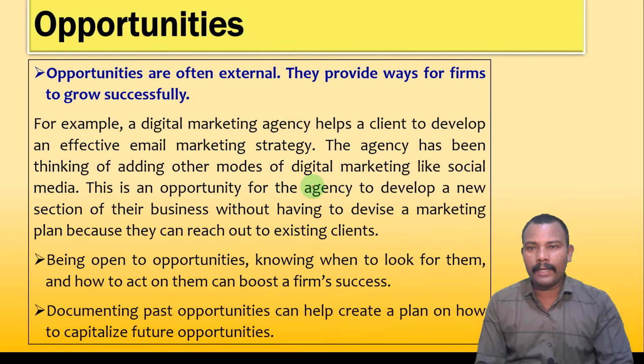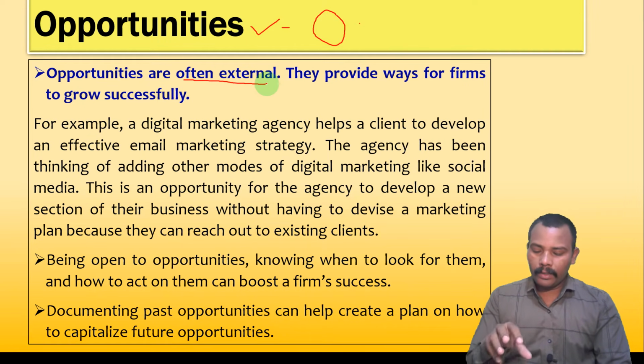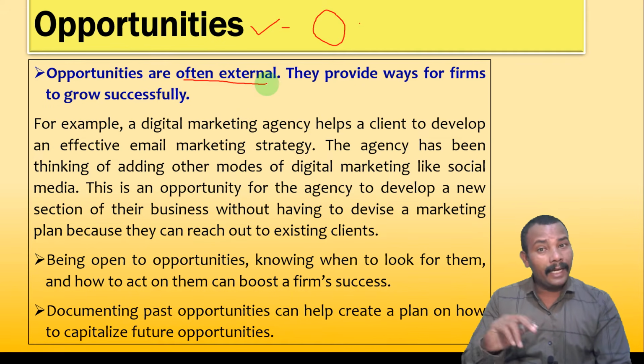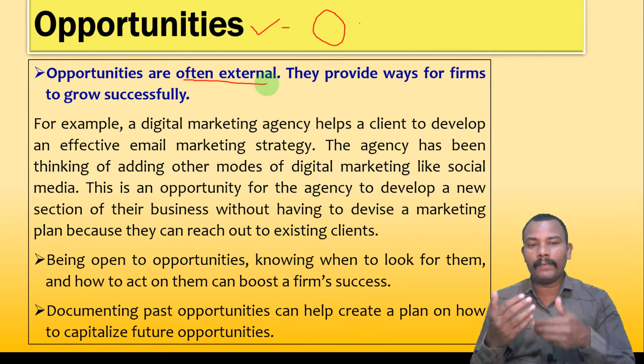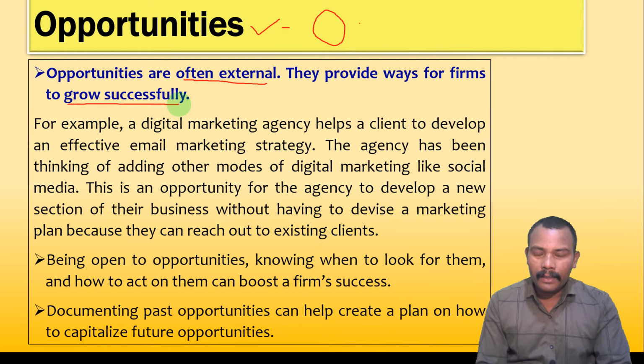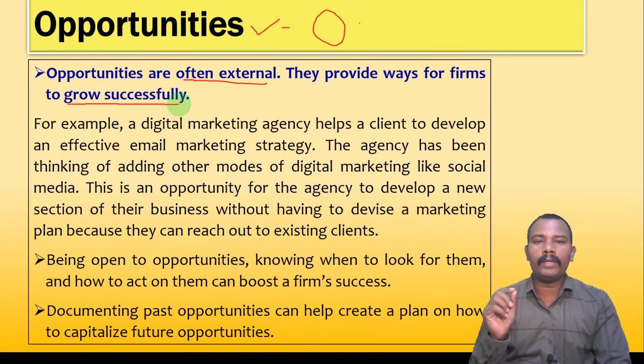Now the next point is opportunities. O stands for opportunities. So what are the different opportunities? Opportunities are often external. Now students, you need to understand: strengths and weaknesses are internal aspects, opportunities and challenges are external aspects, outside the company. Opportunities provide ways for firms to grow successfully. So opportunities can show you how you can grow successfully. That is why you need to find out opportunities.